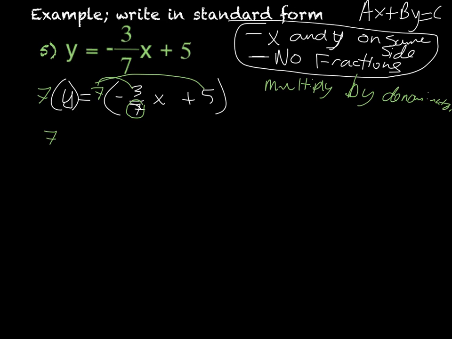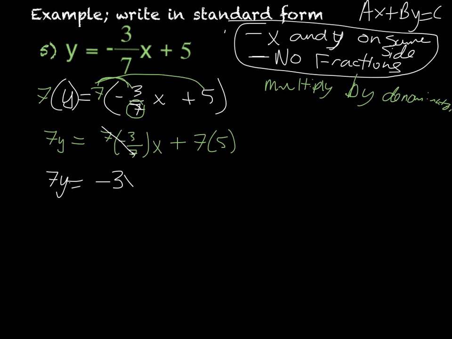So I have 7y equals 7 times -3/7 x plus 7 times 5. So when I simplify that, I get 7y equals, these 7's cancel out, leaving me with -3x plus 7 times 5 is 35. So now I have no fractions. So I'm done with that.